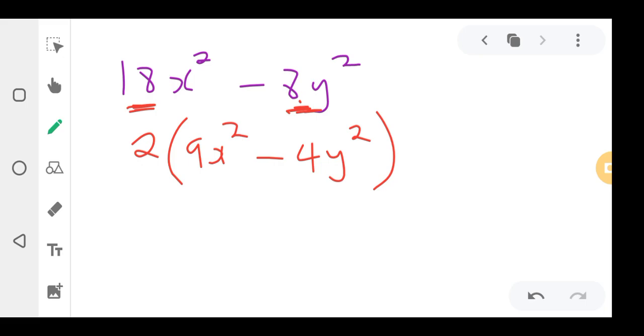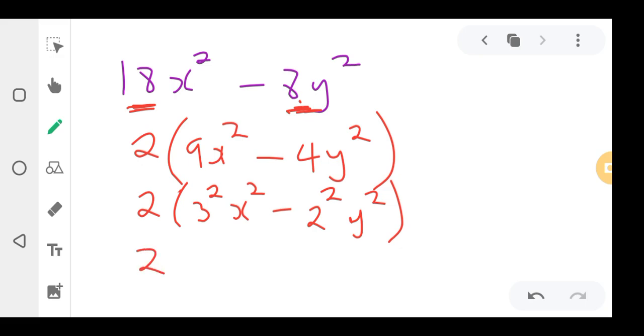Okay? You remember what I said? So you do this. What is 9? The square root of 9 is 3. So it will be 3 squared minus square root of 4, it's 2. I'll say 2, open bracket. The square root of 9 is 3, so it will be 3 squared, and then x squared minus square root of 4, it's 2. So 2 squared, and then y squared, close.